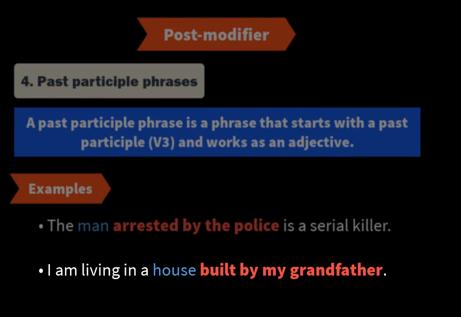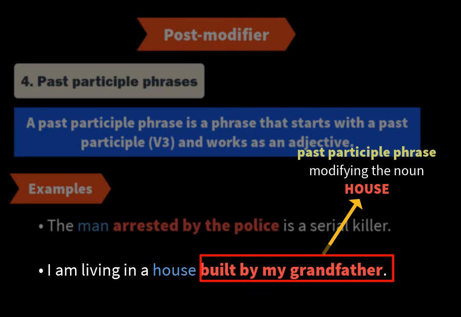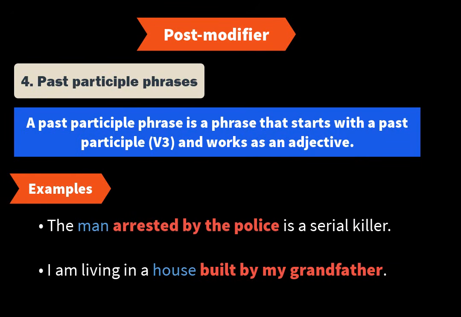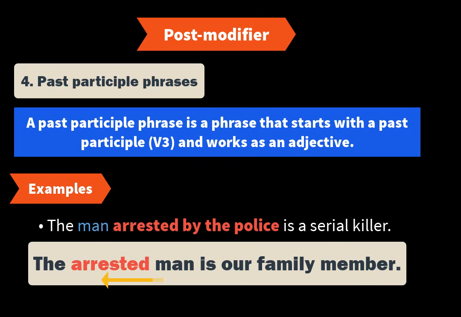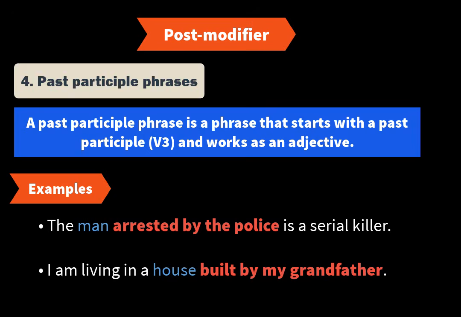Let's take one more example. I am living in a house built by my grandfather. So built by my grandfather is a past participle phrase starting with the past participle built, giving information about the noun house. Which house am I living in? A house built by my grandfather. I'm living in a house which is built by my grandfather. So guys, that's how a past participle phrase works as a modifier. Because it comes after the noun it modifies, it is called a post modifier. It can also come before the noun it modifies. But in that case, it is only going to be a word, not a phrase.